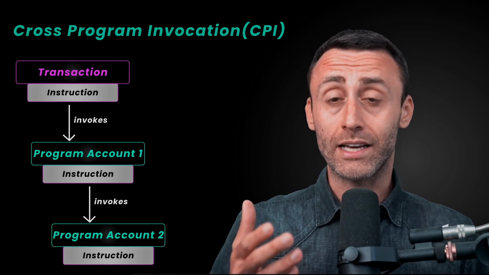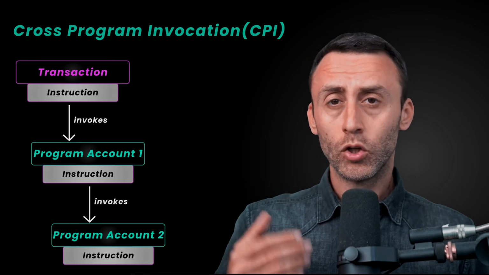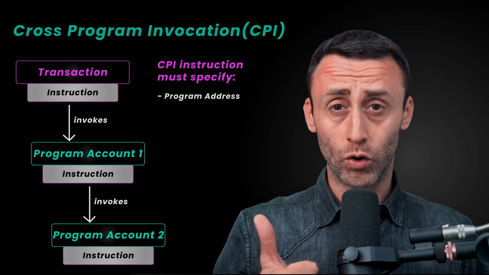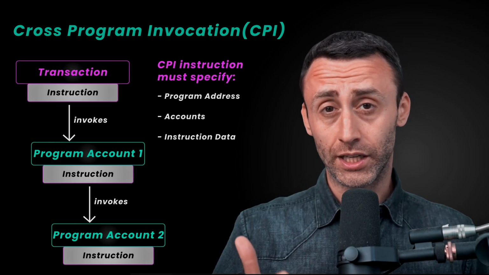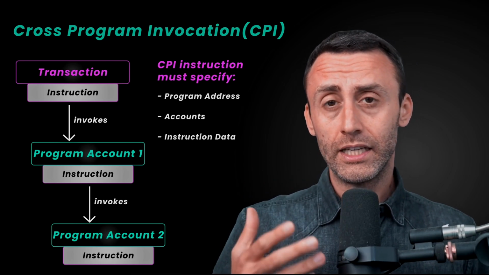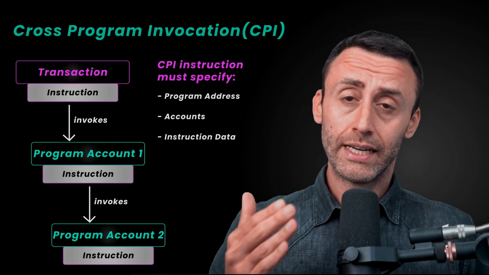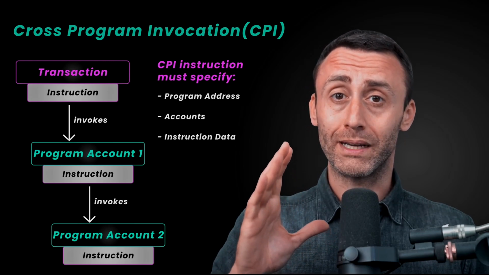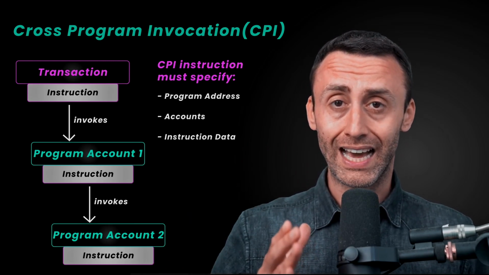So a CPI is like calling another program's function and asking it to do something for you. To make a CPI, you provide the program ID of the program that you want to call, the accounts that program needs, the instruction data, which includes the function you want to run, and any arguments. This follows the same format as building a client-side instruction. CPIs are powerful, but they require precision. You need to pass in all the required accounts and sign properly if you're using a PDA.